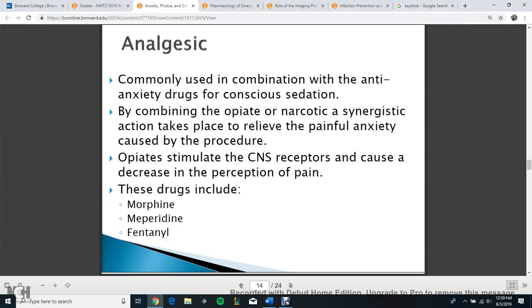Analgesic. Commonly used in combination with the anti-anxiety drugs for conscious sedation. By combining the opiate or narcotic, a synergistic action takes place to relieve the painful anxiety caused by the procedure. Opiates stimulate the CNS receptors and cause a decrease in the perception of pain. These drugs include morphine, meperidine, and fentanyl.